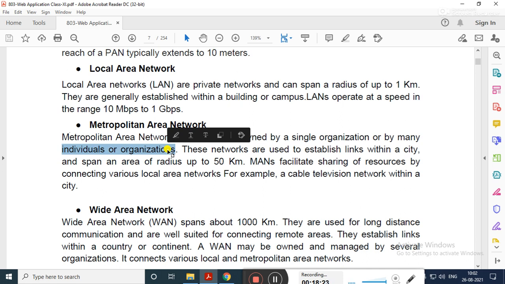These networks are used basically to establish links within a city. Suppose in Asansol there are two different parts, one in Kanyapur and one in Banpur. Within 50 kilometers you have two offices, and at that time you have to establish a metropolitan area network, max to max radius. That radius means in a circle way, a 50-kilometer radius in a circle.